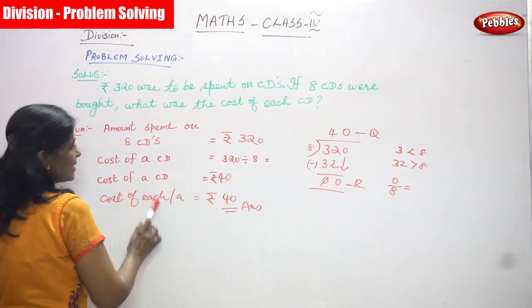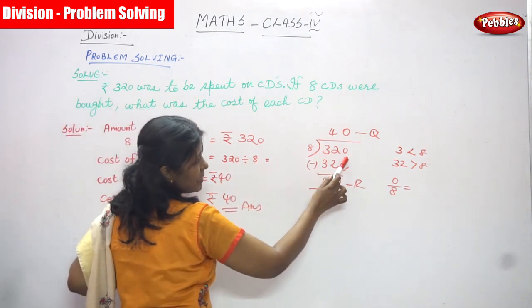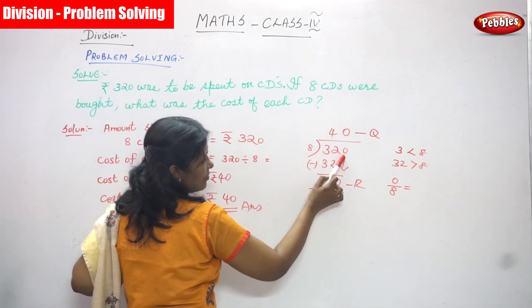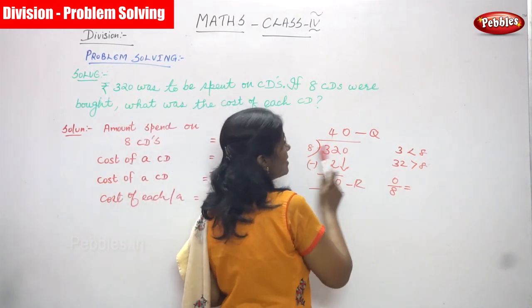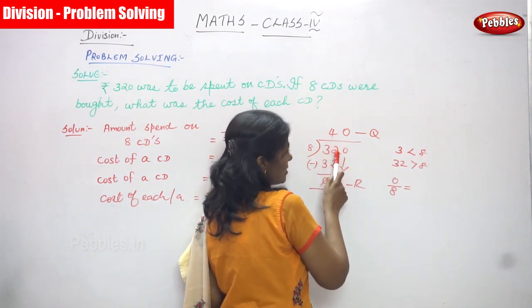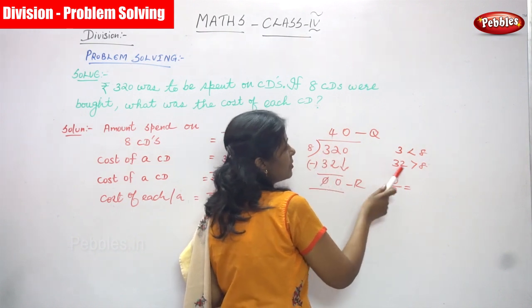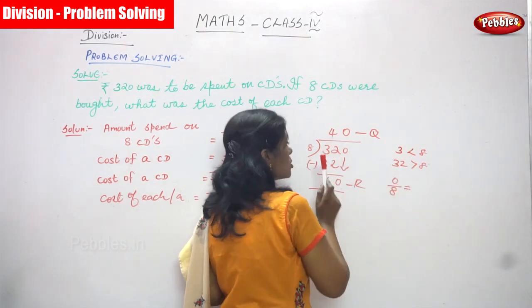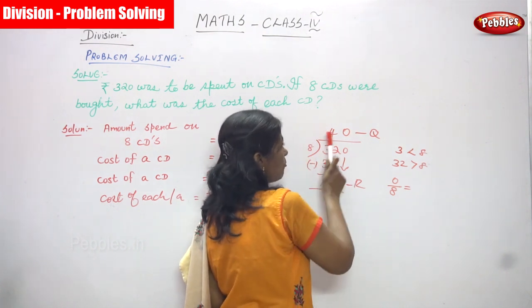So the cost of a CD you can get is 40. 320 divided by 8. This is the dividend and this is the divisor. First you have to compare 3 and 8. 3 is less than 8. So this is the hundreds place value. The next place value is the tens place value, so you take 3, 2, that means 32. 32 is greater than 8. In 32, 8 goes how many times? That is 4 times. So 8 4s are 32.